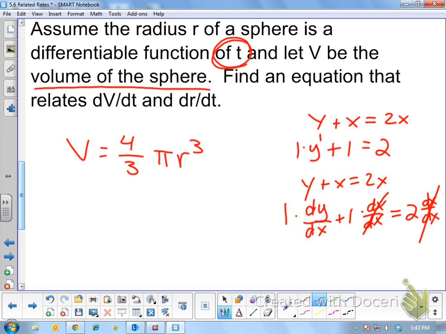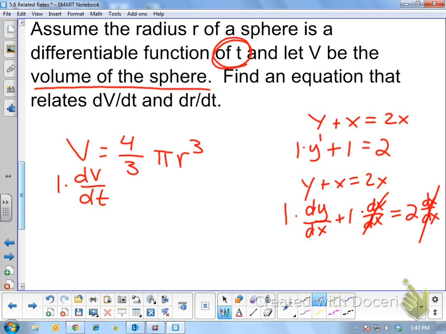So the derivative of v is 1 times dV/dt, the derivative of volume with respect to time. The volume is changing over time. This is all about a rate. We have a volume that is changing.